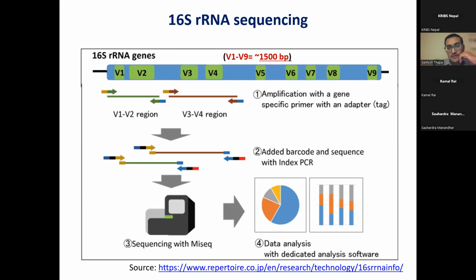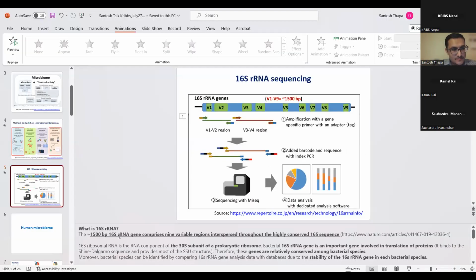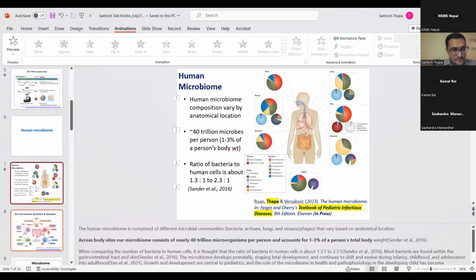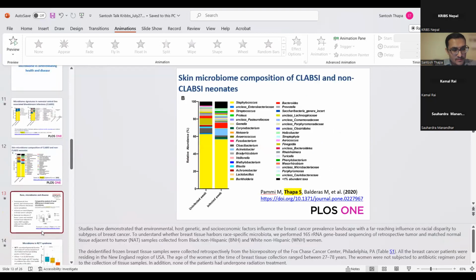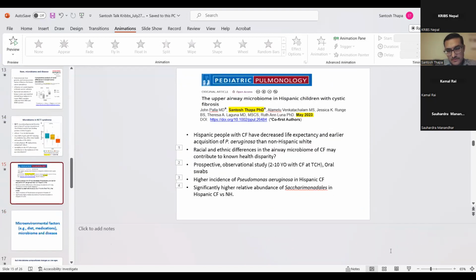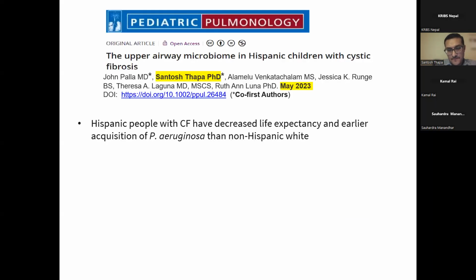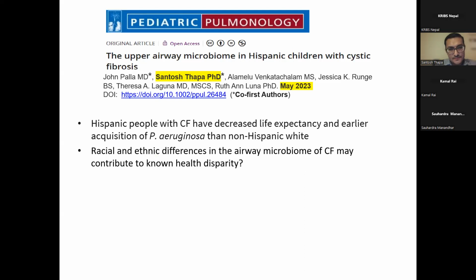My next question is that I've seen that in the cystic fibrosis cases you have compared between the Hispanic and non-Hispanic populations. Yes. Your report says that the cases in Hispanic patients with cystic fibrosis have a higher frequency of Pseudomonas aeruginosa infection. So what could be the reason? I think maybe you have told.